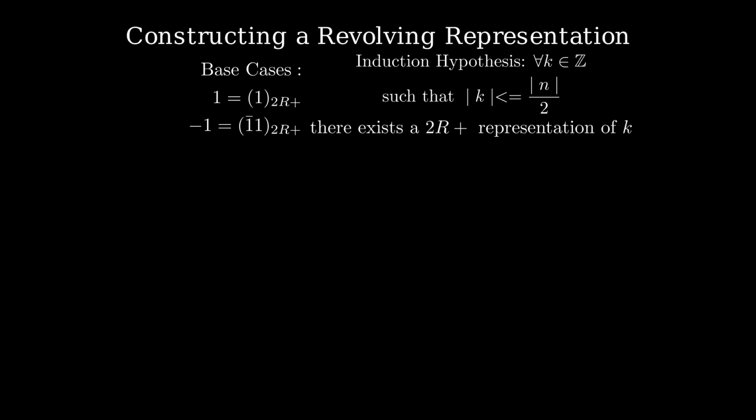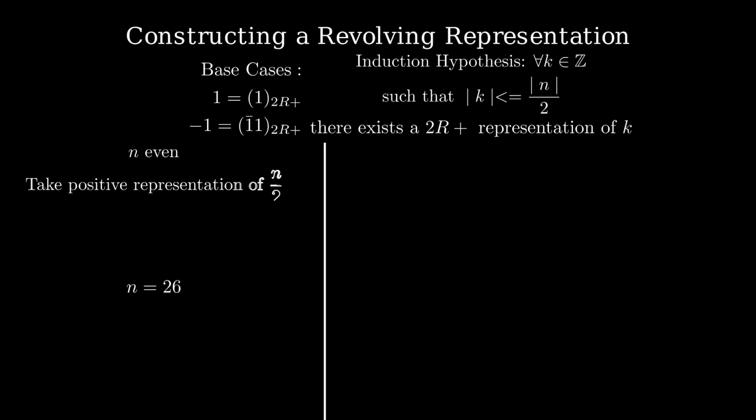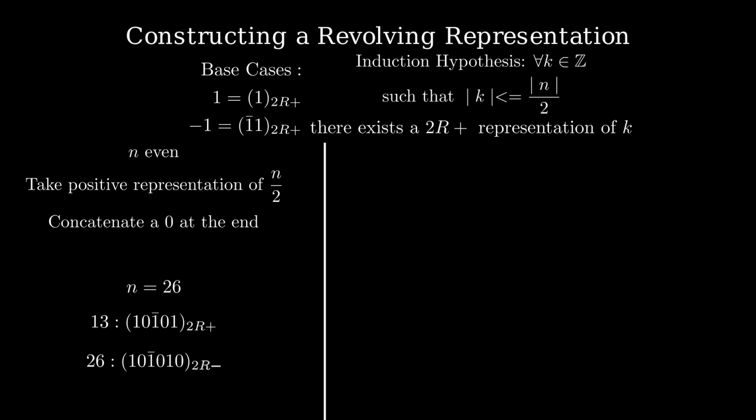Now for the induction step, we have two cases. First, if n is an even number, we can simply take the positive representation of n divided by 2 and append a 0 at the end, effectively multiplying by 2. This gives us a positive representation of n.